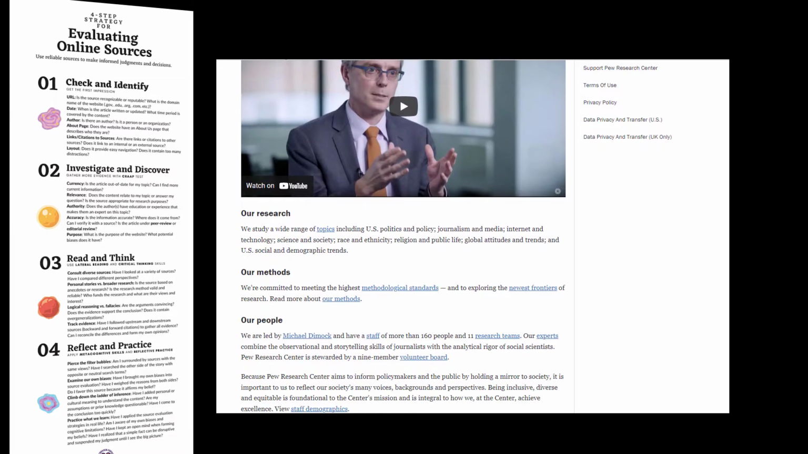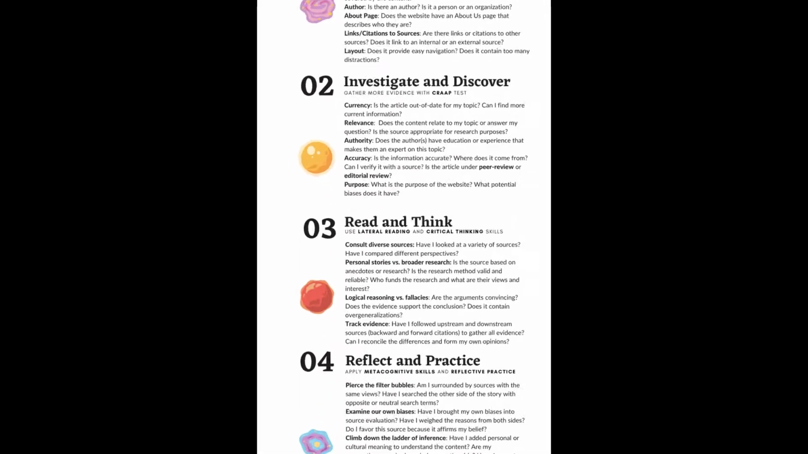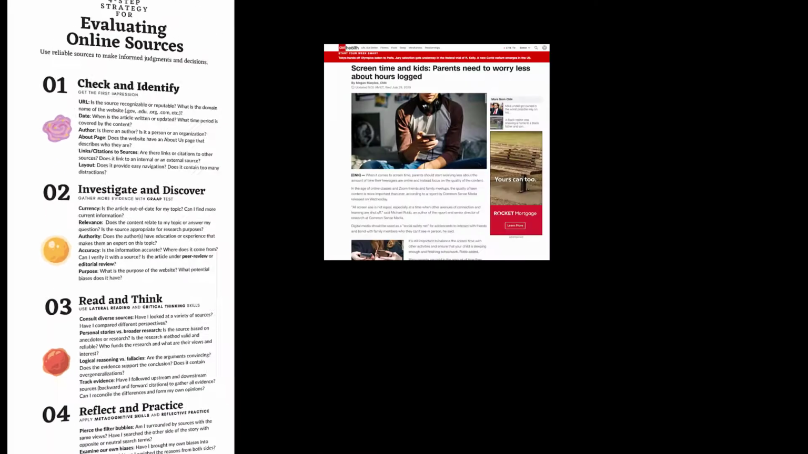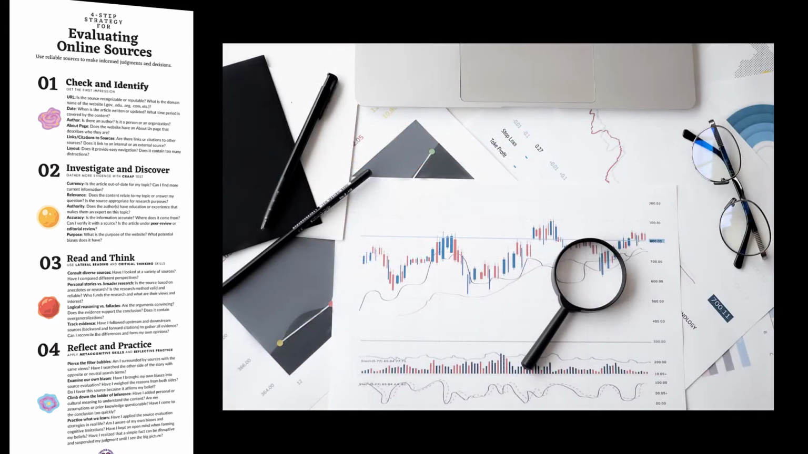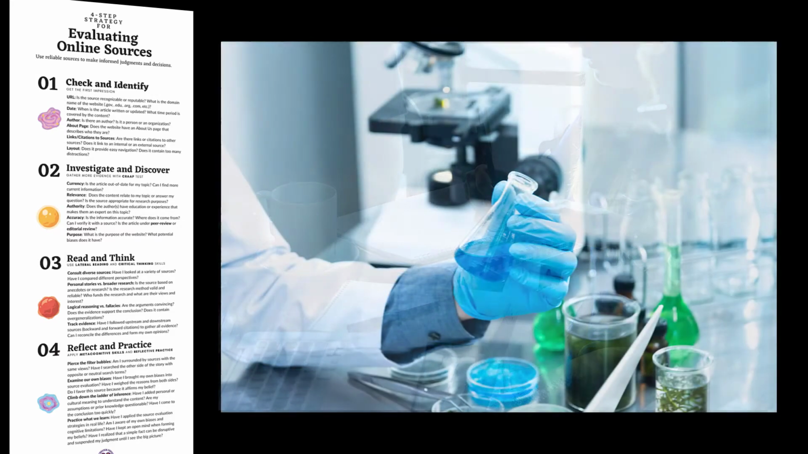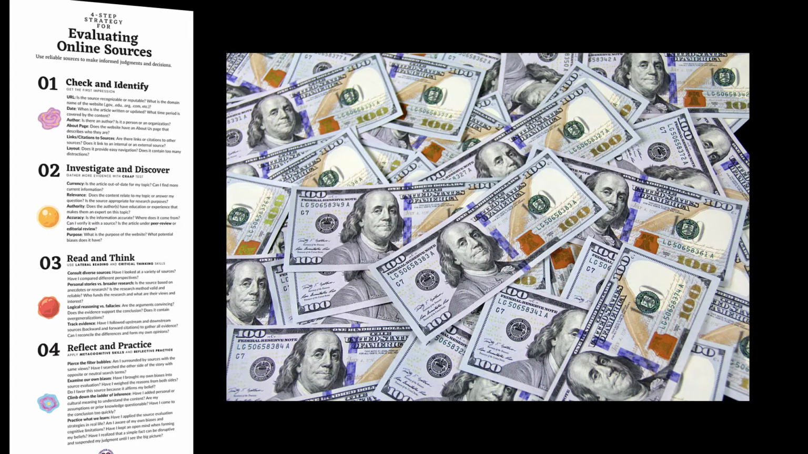After the second step of evaluating sources with the CRAP test, we need to further evaluate sources through the third step, critical thinking and lateral reading. We are going to consult a variety of sources on the topic and compare different perspectives. We will take a closer look at the evidence and see how strong the evidence is. The evidence that is based on research is more reliable than the evidence that is based on anecdotes and selective personal stories. Research based on reliable and valid research methods provides strong evidence. We can further check who funds the research and what their views or interests are to assess potential biases.